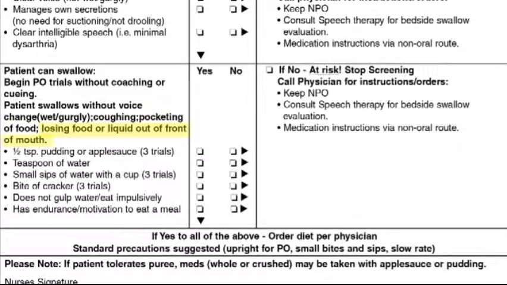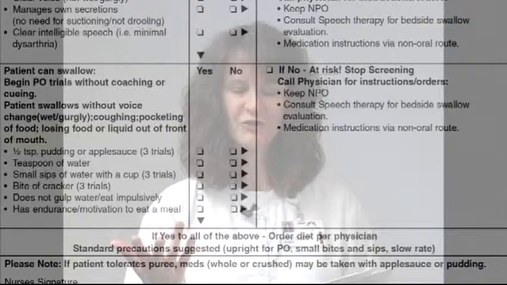The fourth thing would be just watching for food or liquid coming out of the front of their mouth and down their chin. That also would be a reason to have this person fail the swallowing screening, because it would obviously indicate poor bolus management, and if their bolus management is that poor, then their risk for aspiration would be increased and they need a full evaluation by speech pathology.